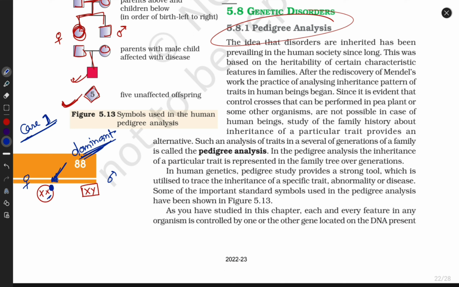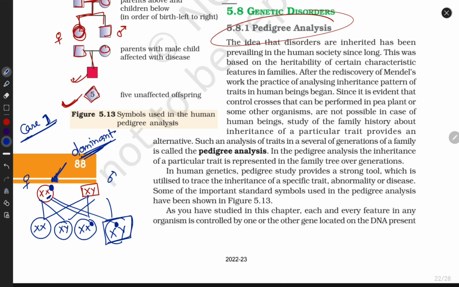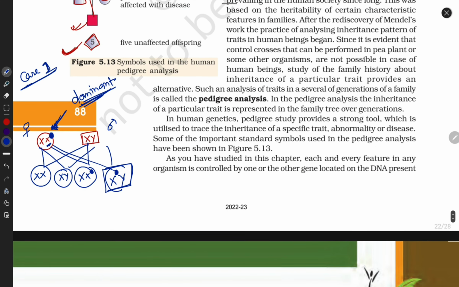If she mates with a person and gives birth, is the first child normal or what? Yes. Is the second child normal or what? Yes. Now what happened with this? Now another child is affected. Now another child is also affected. Wait, boy. Clear or not? Okay, guys. They are affected.